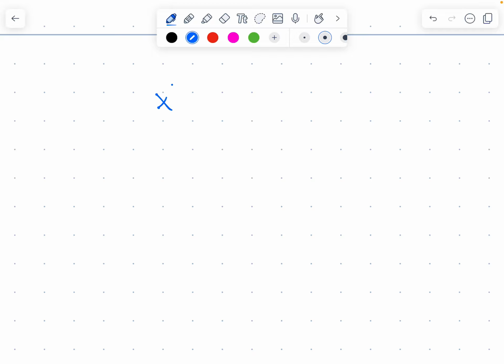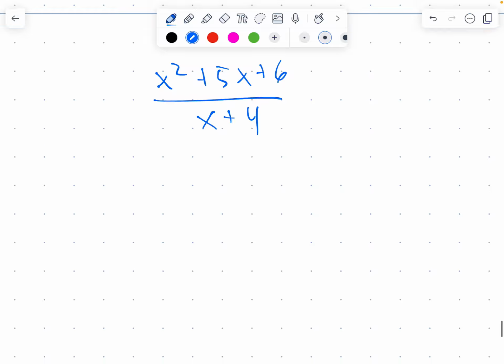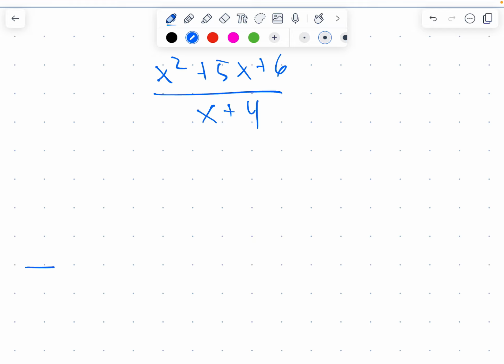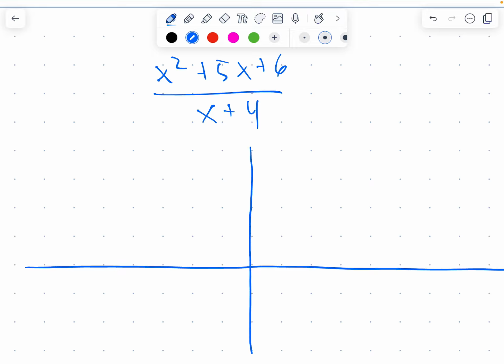Let's say we've got x squared plus 5x plus 6 over x plus 4. And if we're graphing this, let's go ahead and see how we do on this one. We know it's going to have a vertical asymptote at negative 4. 1, 2, 3, 4. So right here we have a vertical asymptote.